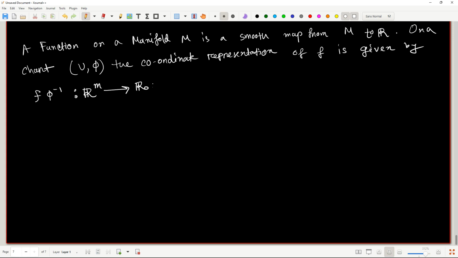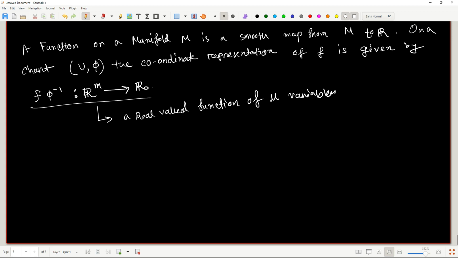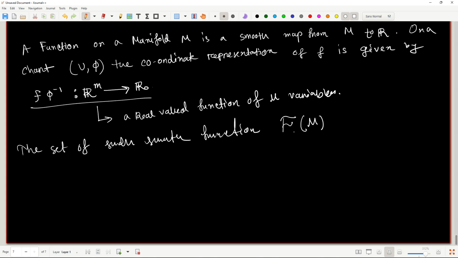Okay, so this is nothing but a real valued function of m variables. And the set of such smooth functions we denote by the calligraphic F over M. Now this definition might confuse you, so let's again draw a picture.